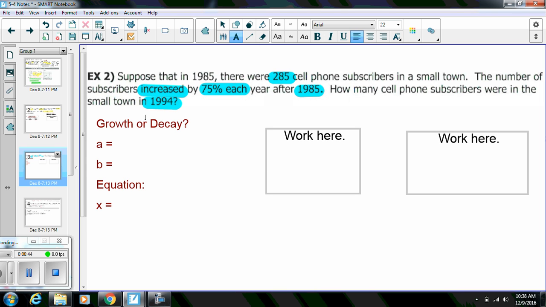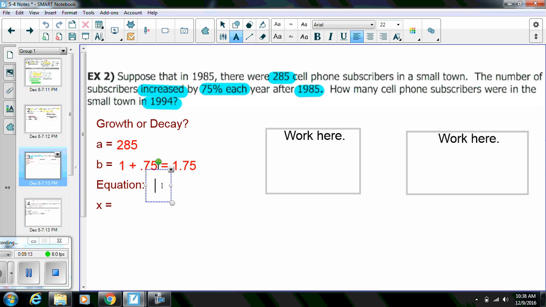What do we know? Well, what's our initial value? What are we starting out with in this case? Well, we're starting out with 285 cell phone subscribers. All right, well, what are we growing by? So we know we need 1 plus, the growth rate is 75%, but as a decimal, it's 0.75. So our growth factor is 1.75.